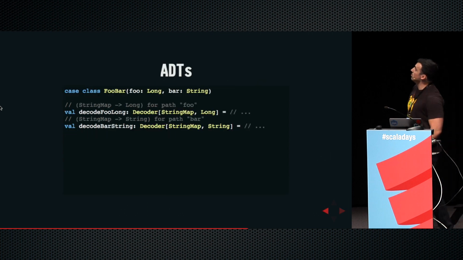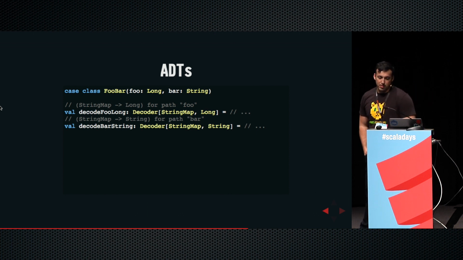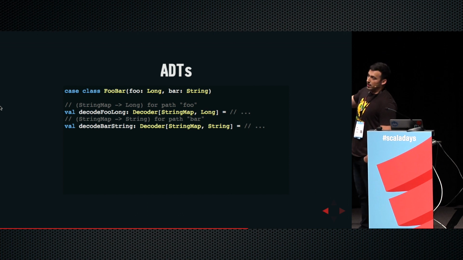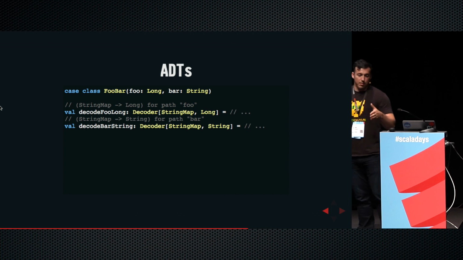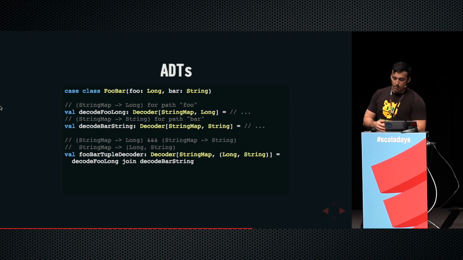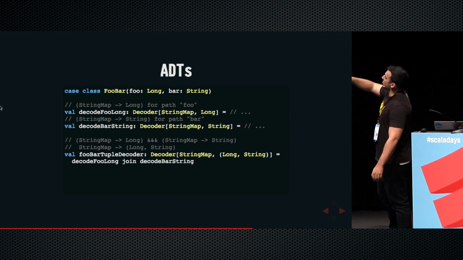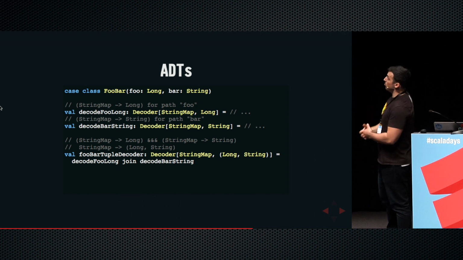So how do we get to ADTs? How do we get to our case classes? We already have a decoder from string map to long that reads at path foo. We also already have a decoder from string map to string that reads at path bar. We want to join those together and do both at the same time. And we can do that by fanning out those two arrows. So if we take string map to long and join it with string map to string, we're going to get a string map to a tuple of long and string. And it's going to collect the errors in the process.